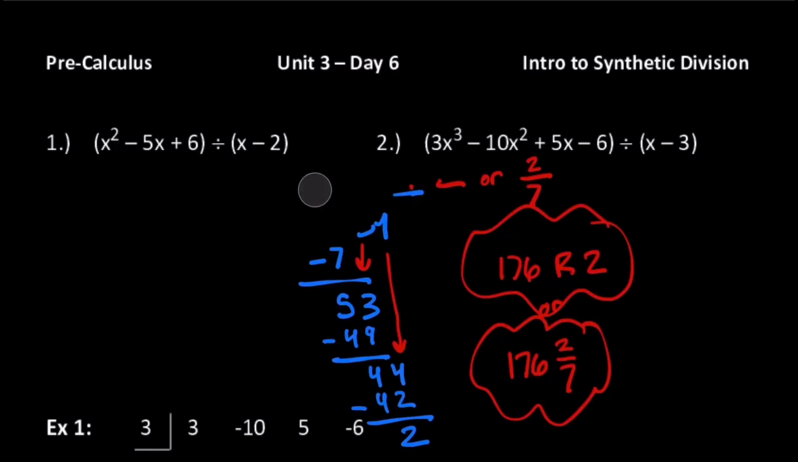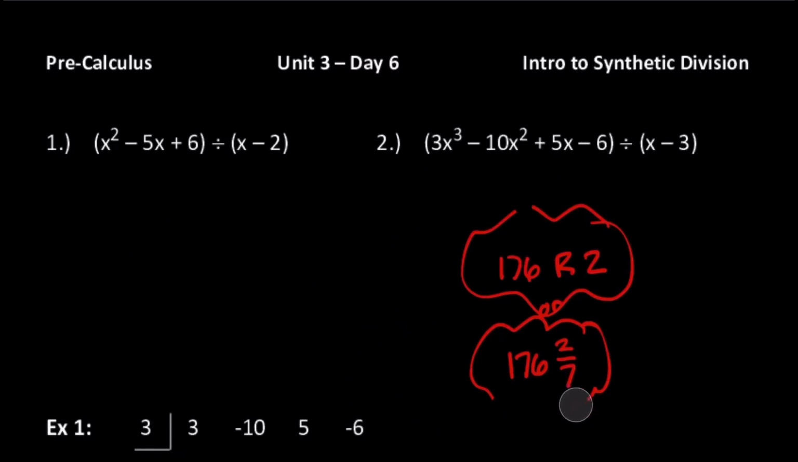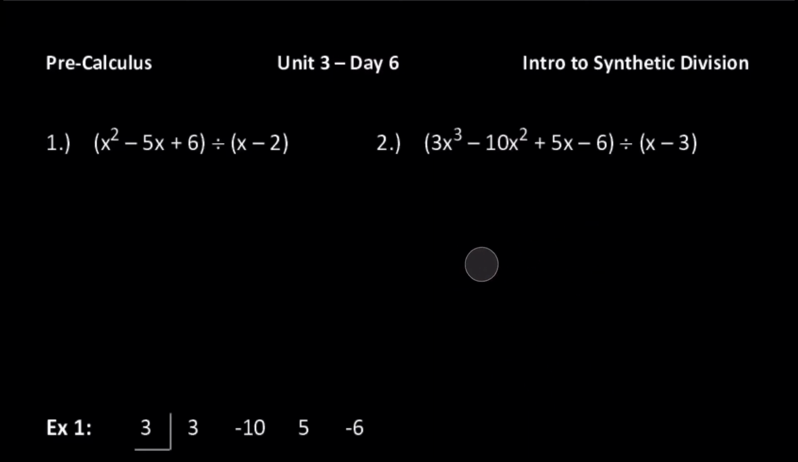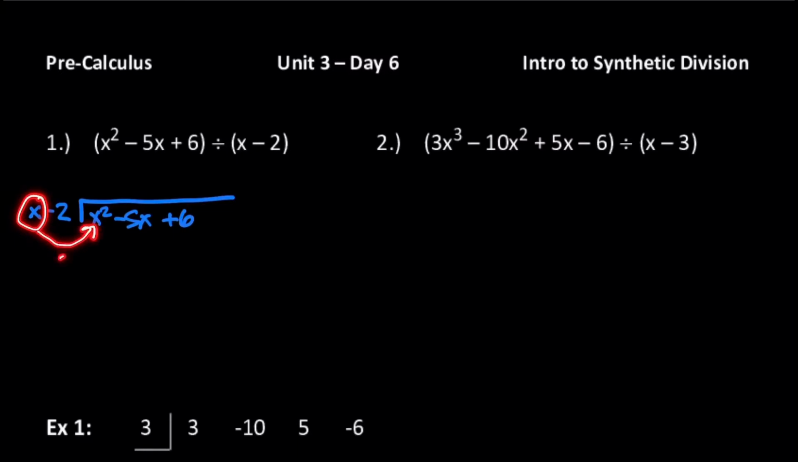All right, so let's take a look at our long division first of polynomials. So I have x squared minus 5x plus 6 divided by x minus 2. All right, so the x minus 2 is going to go outside, and x squared minus 5x plus 6 will go underneath. Here's the first question you're going to ask. How many times does x go into x squared? Well, that answer is x.